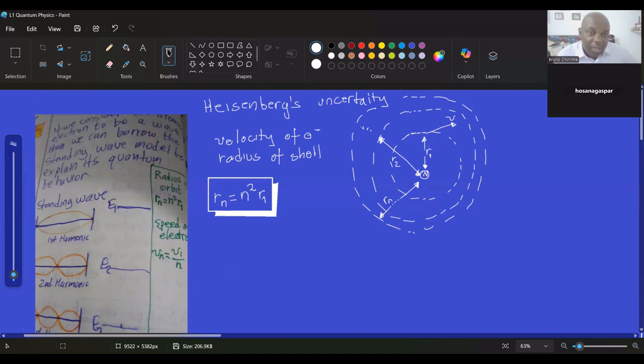Now, what about the velocity? The velocity follows a similar form. So the velocity of the electron in any shell number n, where n is the shell number. And of course, n will be what type of numbers? Real numbers? Real, but integers, right? 1, 2, 3, dot, dot, dot to infinity, right?